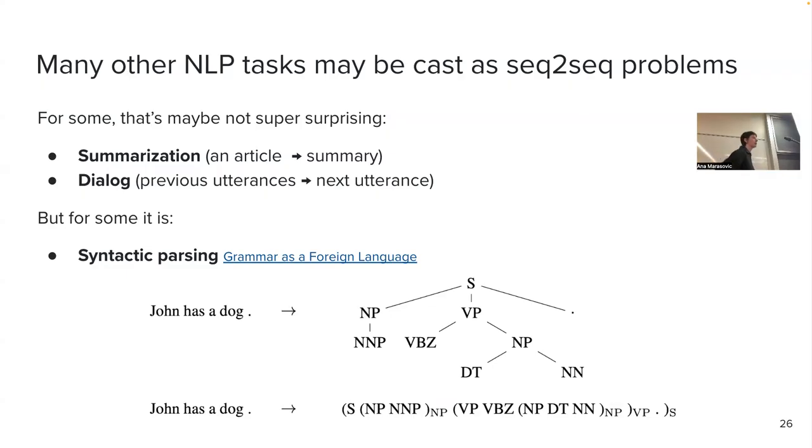Okay, any questions about neural machine translation or neural language modeling? Or any comments, thoughts?